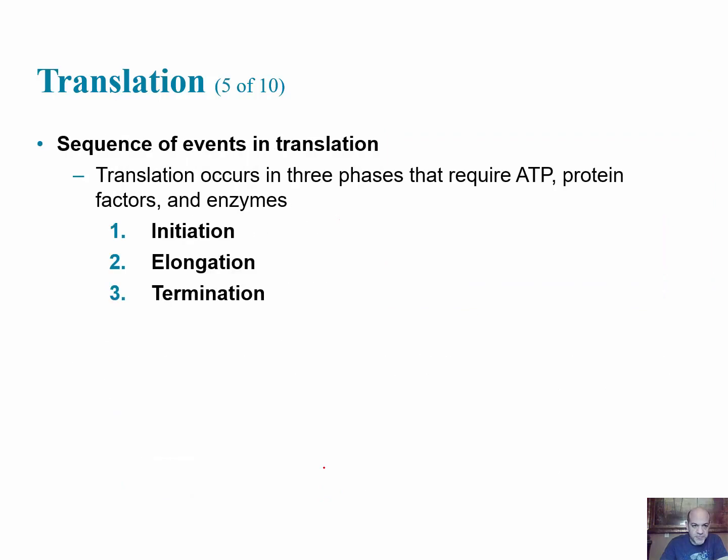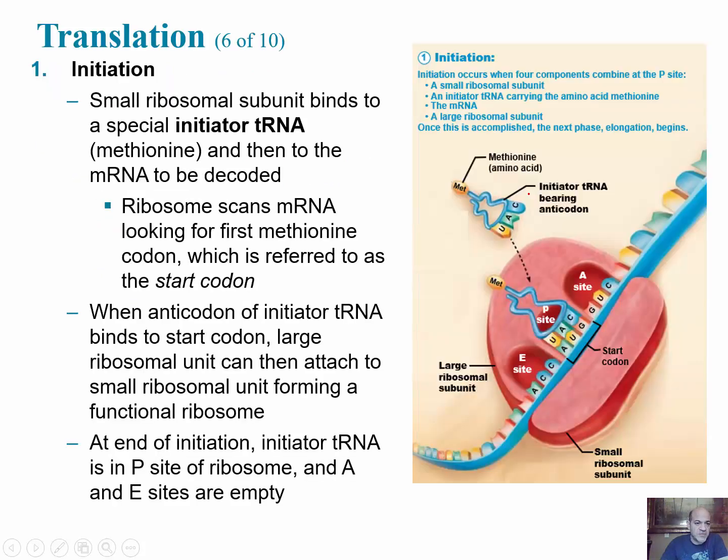So E for exit. The sequence of translation, or the events, are also in three phases. The first one is initiation, and this is kind of like the way transcription was. Same names. The second one is elongation, and the third is termination. So you have the same names. The events are different though, because it's a different process. Now all these events are going to require some energy, ATP, protein factors, and enzymes. So let's take a look at initiation.